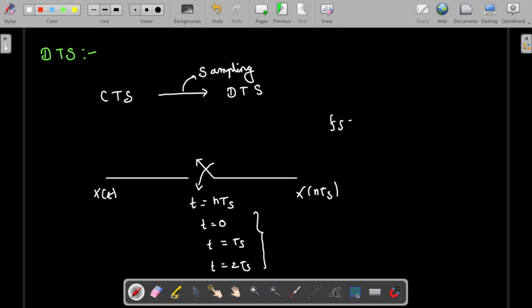So fs will be equal to 1 by Ts. This can be related like this: this will be the sampling frequency or sampling rate. In the time domain it will be called the sampling interval, and this will be the sampling rate.